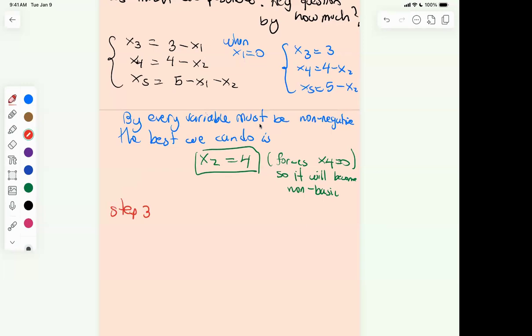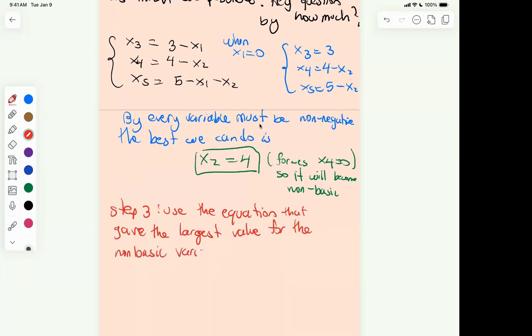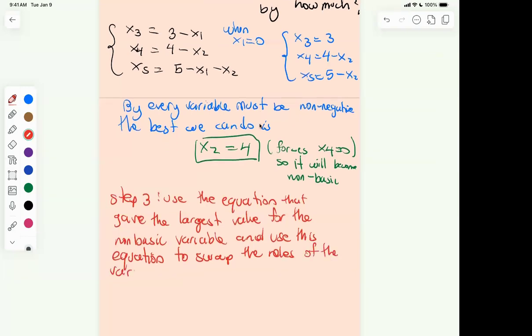In step 3, you use the equation that gave you the largest value for the non-basic variable, and use this equation to swap the roles of the variables. And again, when you write it in words, it sounds very contrived, but when you see it on the example, it's very natural. It's a long, very tedious explanation, but it's kind of magical because you're really not doing anything except rewriting the equations.